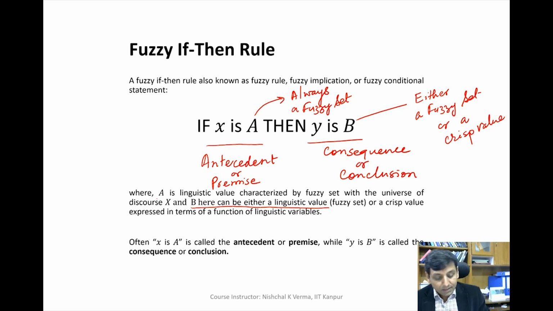So A is a linguistic value characterized by a fuzzy set. Whereas B can be either a linguistic value, that means a fuzzy set, or a crisp value expressed in terms of a function of the linguistic variables used in this. For example, here the linguistic variable is X. So this is the linguistic variable.